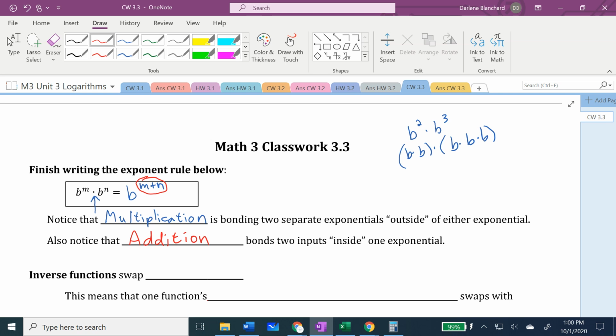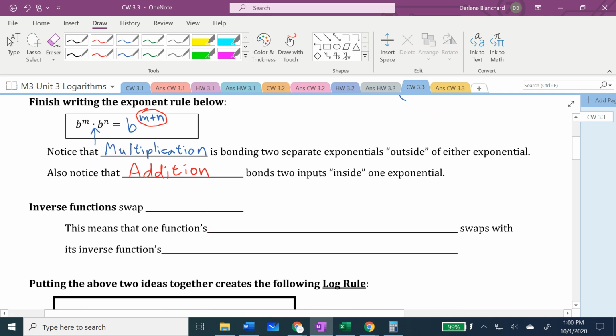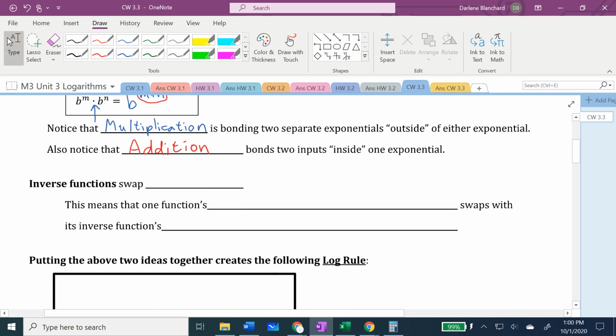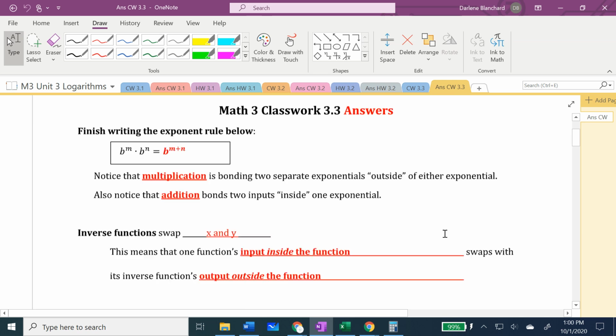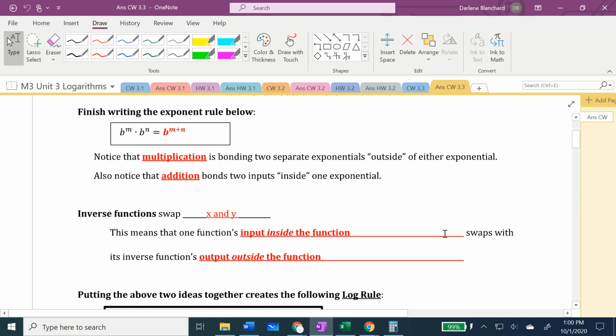X and Y, yes, X and Y are swapped, and that swaps inside and outside. So inverse functions swap X and Y. And that means that one function's input inside the function swaps with its inverse function's output outside the function.